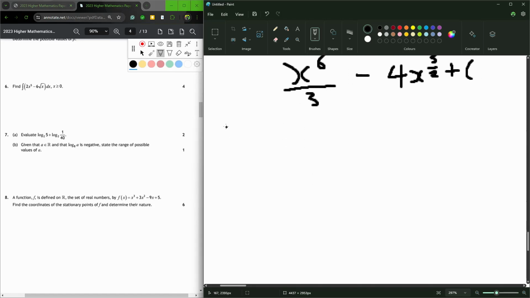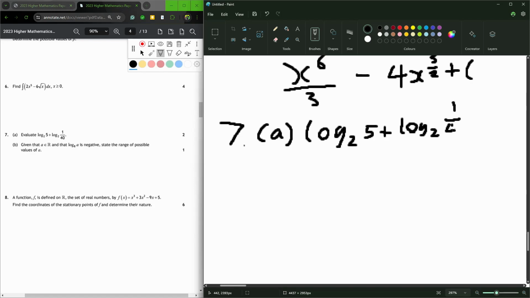Right, we'll move on to 7. Evaluate log 2 plus log base 2 of 1 over 40. So whenever it says evaluate, that just means calculate. And there's only 2 marks, so this one should be fairly simple. So remember when I said that if you take away logs, you're dividing the things in the middle? Well, when you add them, you just multiply them. So that's exactly what we're going to do. So that means this whole thing is the same as log base 2 of 5 over 40.